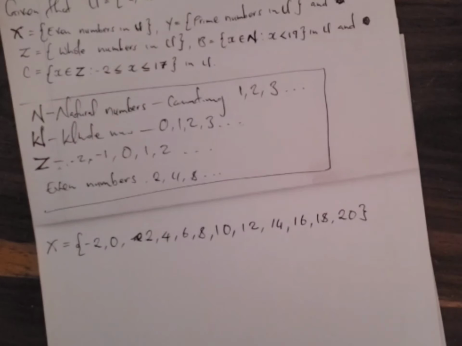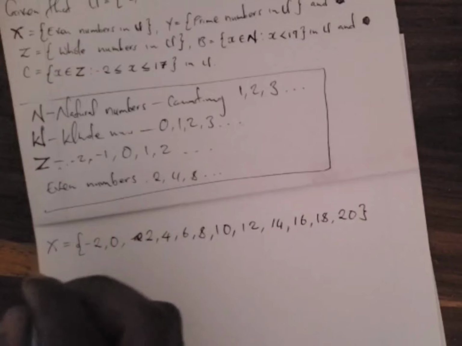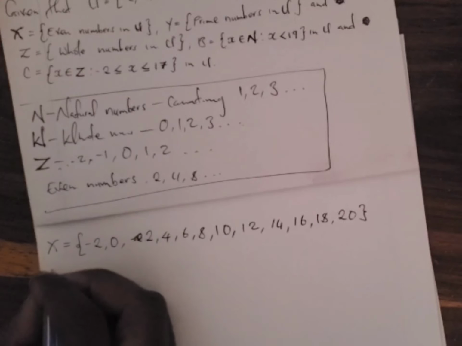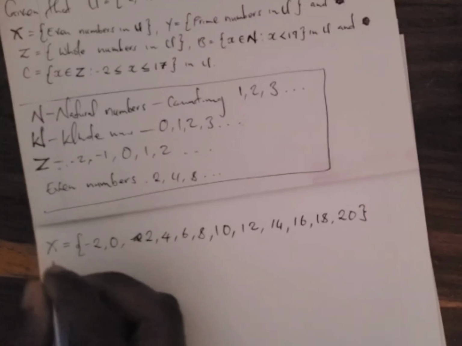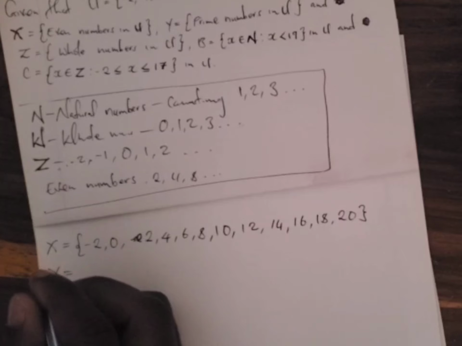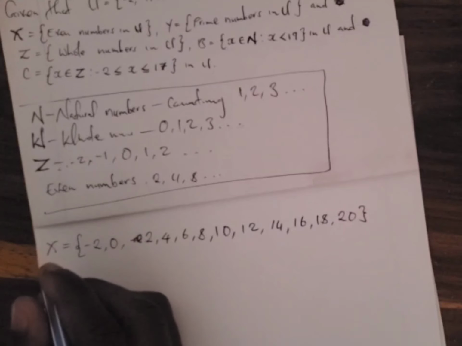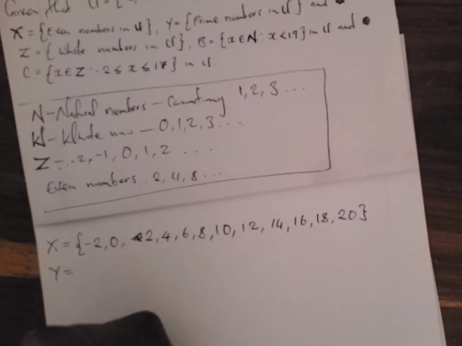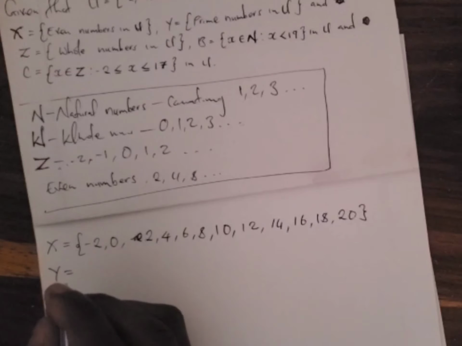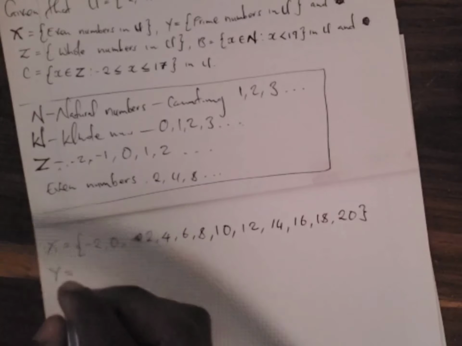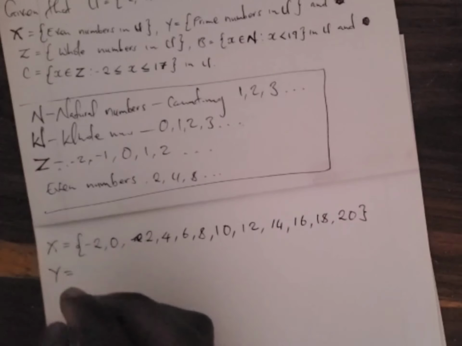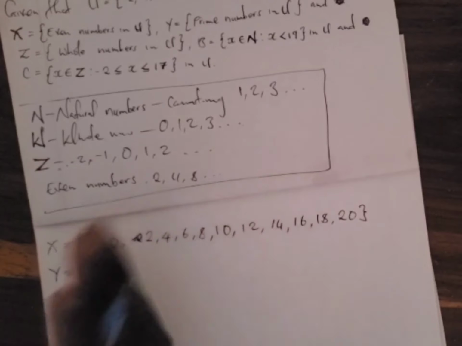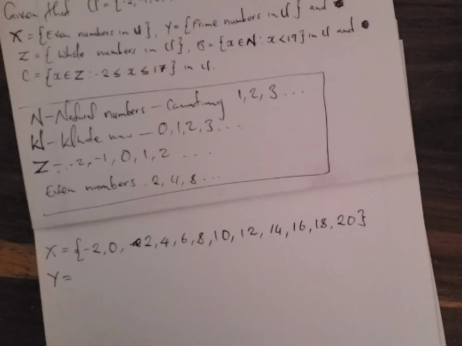Okay, so we move on to Y. They are saying Y is a set of prime numbers. What are prime numbers? We said a prime number is a natural number greater than 1 that has no positive divisor other than 1 and itself. So what are natural numbers? Natural numbers, we said, are counting numbers. So negative numbers are not prime numbers.